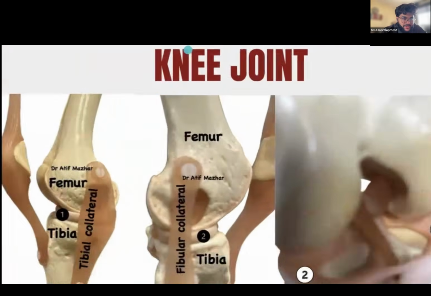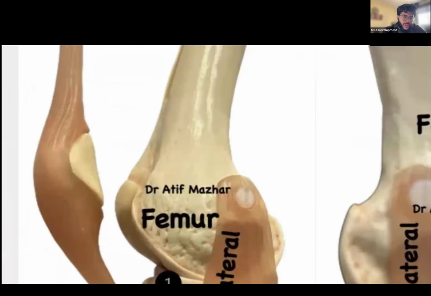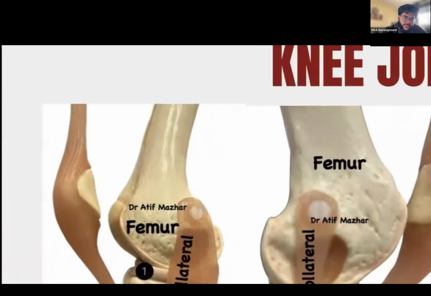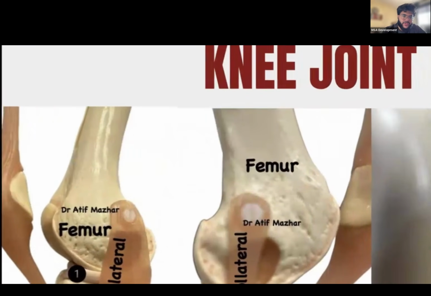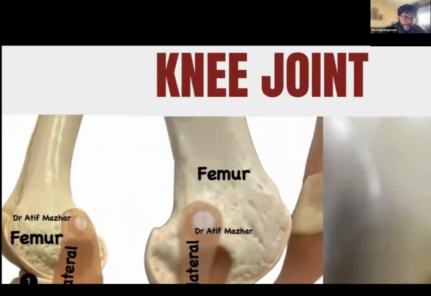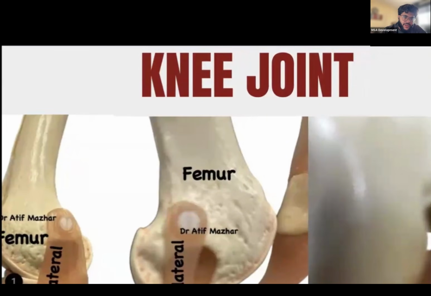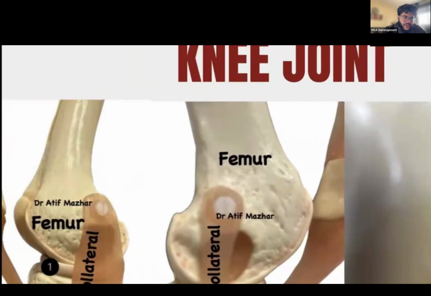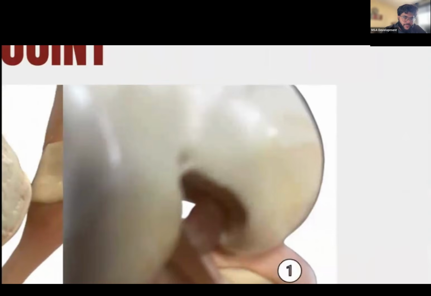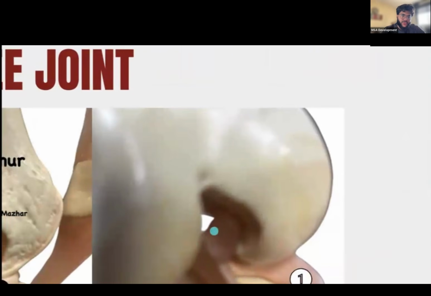Again, another picture of the knee joint. You can see the tibial collateral ligament, which is your medial collateral ligament, and the fibular collateral ligament, also known as your lateral collateral ligament. This is your tibia. Over here is your lateral meniscus. This one is your medial meniscus. And this is the cruciate ligaments over here. You can see both of them.